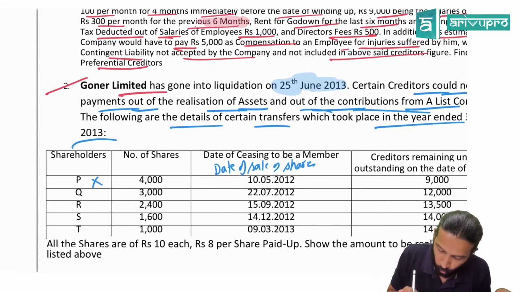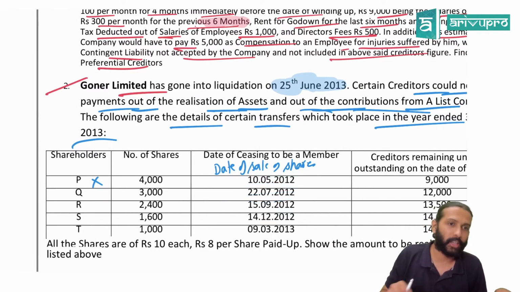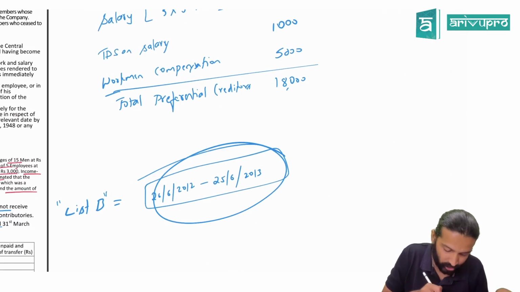How about Q? When did Q sell, sir? 22nd July. Does 22nd July fall within this window?